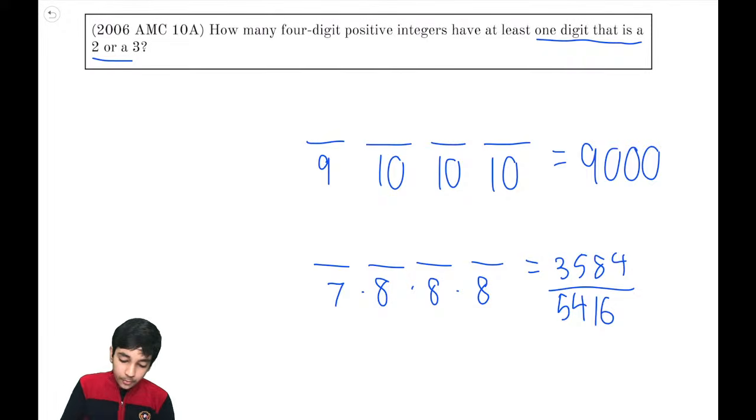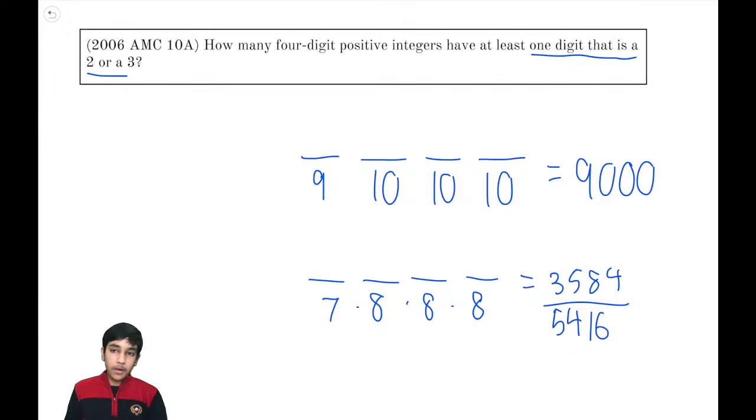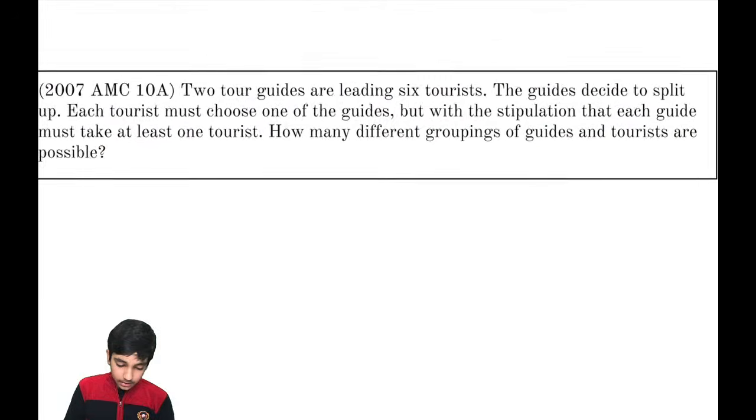And remember, from the AMC class, we discussed a lot more of these types of problems, but this is a quick review. "At least" means we use complementary counting. Let's move on to some more challenging problems now.